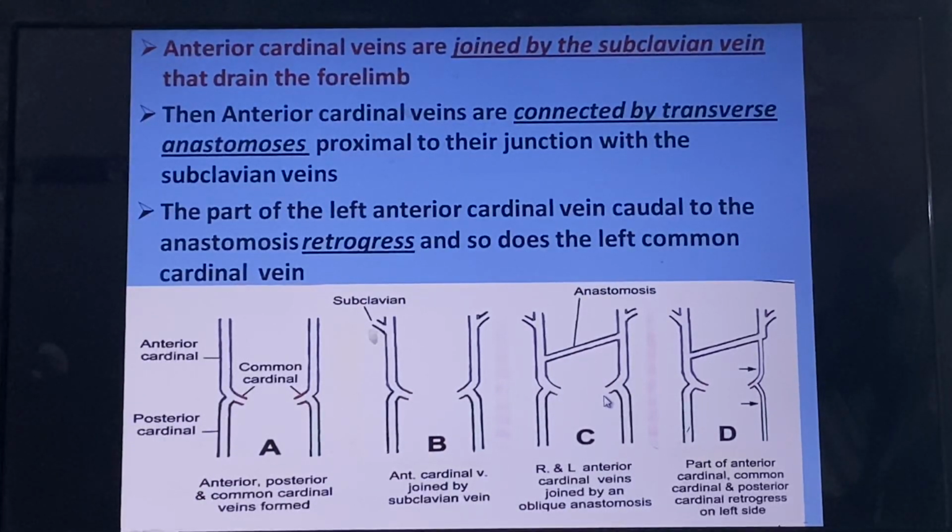The part of the left anterior cardinal vein caudal to the anastomosis retrogresses. So the next step is that this portion retrogresses. That is on which side? That is on the left side. So does the left common cardinal vein. So this part retrogresses in the next step of the development of superior vena cava.